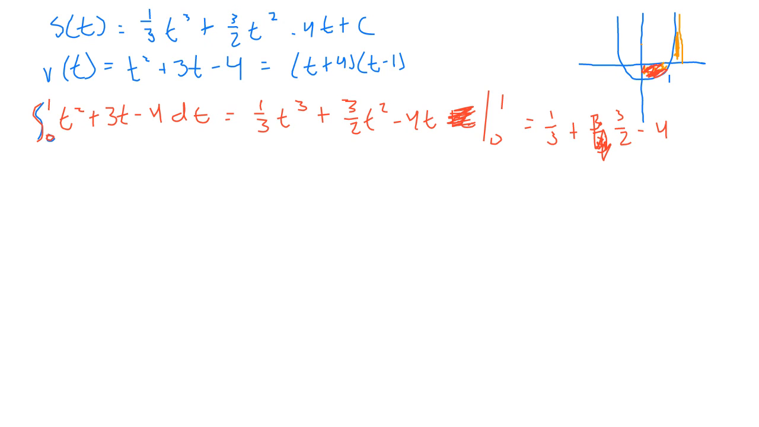So if we add this all together, if we give ourselves a common denominator of 6, we're going to get 2/6 plus 9/6 minus 24 over 6, which gets us negative 13 over 6. But remember, we need to take the absolute value to get us really what this area is down here. So we take the absolute value to get us 13 over 6.